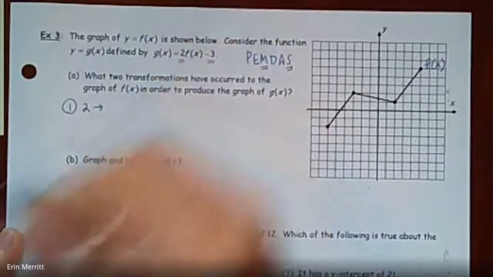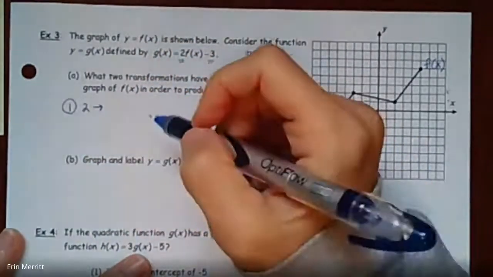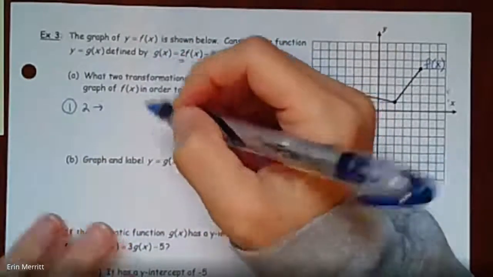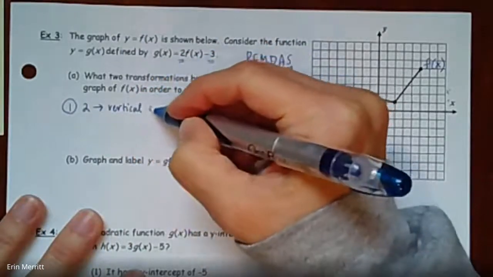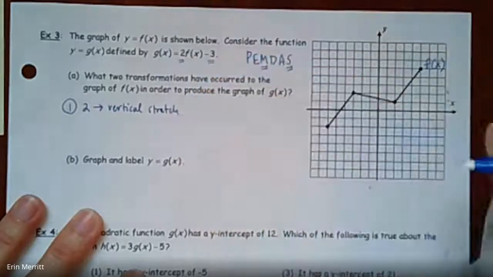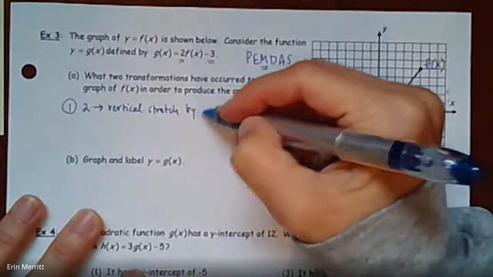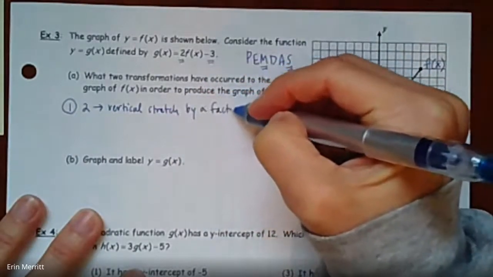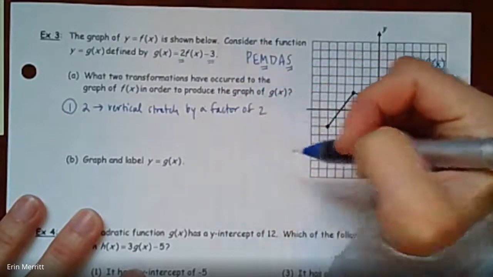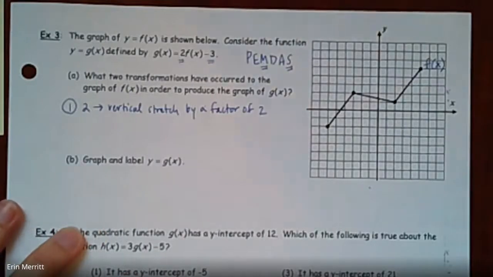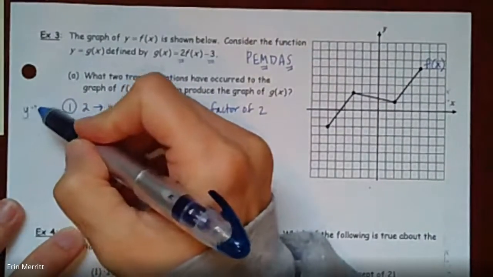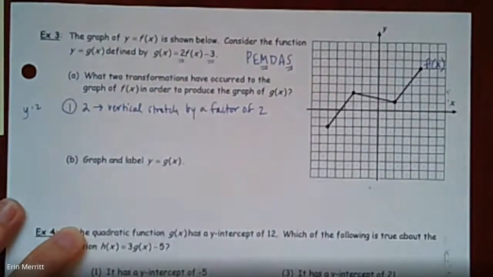And what that is going to produce here is that we are going to vertically dilate or vertically stretch. And how you'd say this is by a factor of 2. So it's a vertical stretch by a factor of 2. What does that actually mean to you? Well, you're going to take all the y values and multiply them by 2.